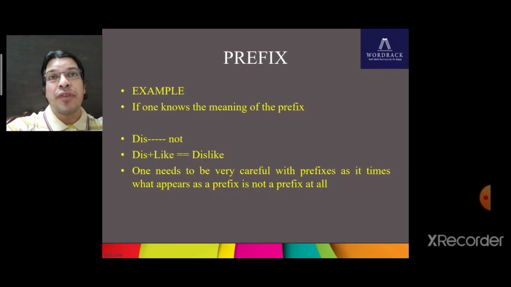But one needs to be very careful with the use of prefixes, because we cannot apply it mechanically to every situation. Because at times when we think it's a prefix, it might not actually be a prefix. For instance, distant. Now it has the letters dis, but in this case, dis is not a prefix, this is a word in itself. So kindly keep this in mind.